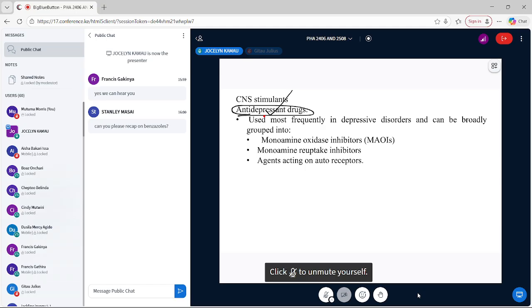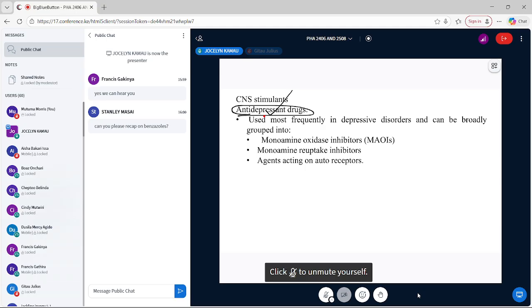Also, we have agents acting on autoreceptors. Again, mirtazapine has a specific mode of action. They increase, especially serotonin. Some even increase dopamine, some increase serotonin to certain levels through a specific mode of action, and therefore they can be used, not as stimulants, but in people who are depressed, whose neurotransmitter levels are lower. Once they are used, they will trigger the increase in the neurotransmitters and therefore relieve the depression.